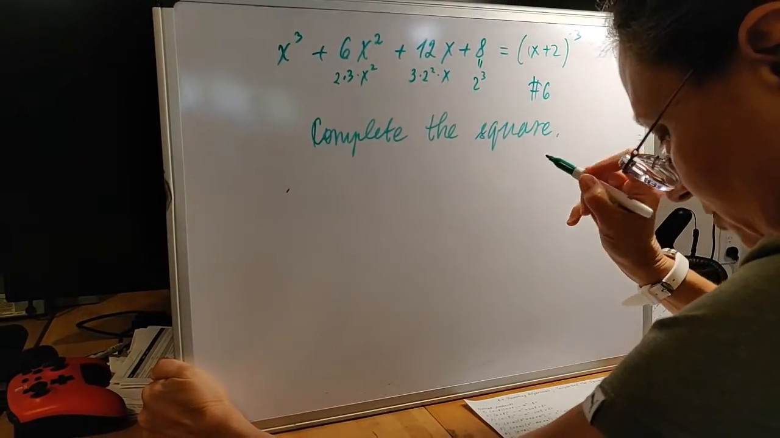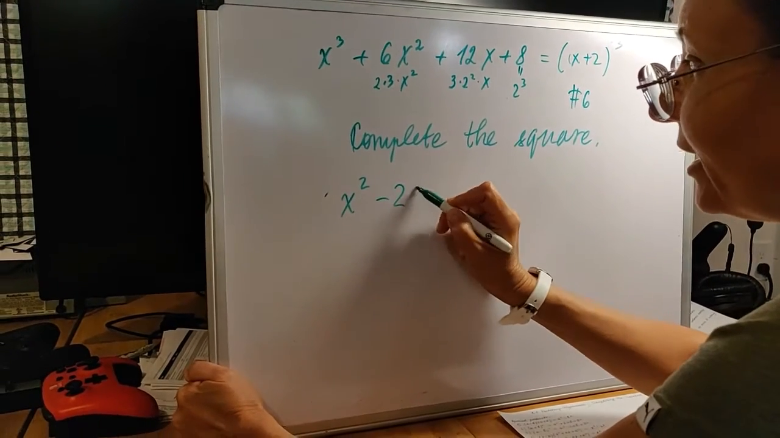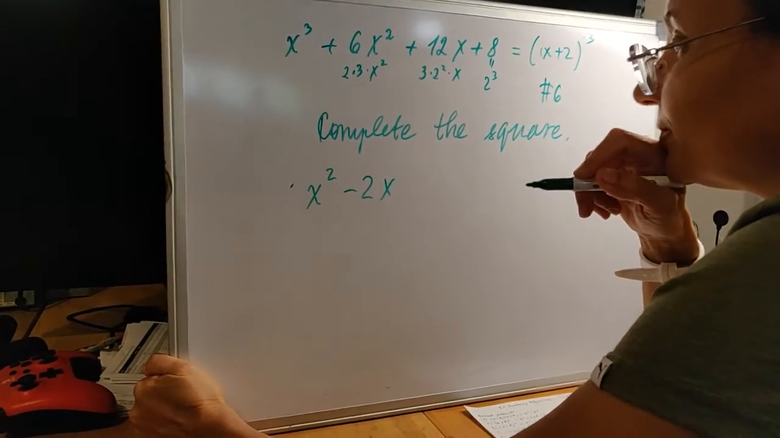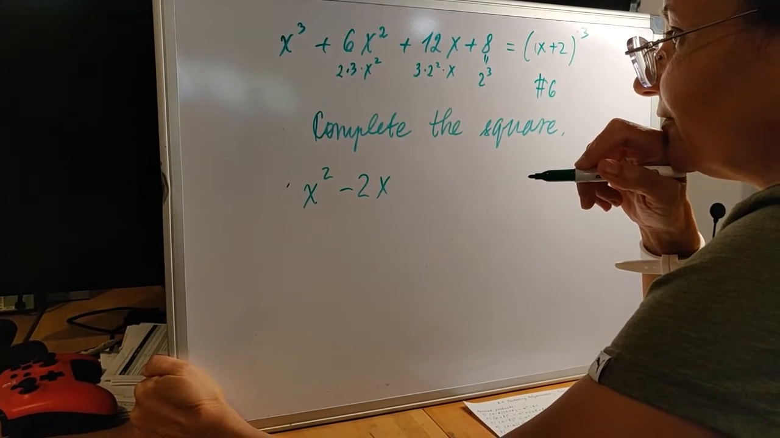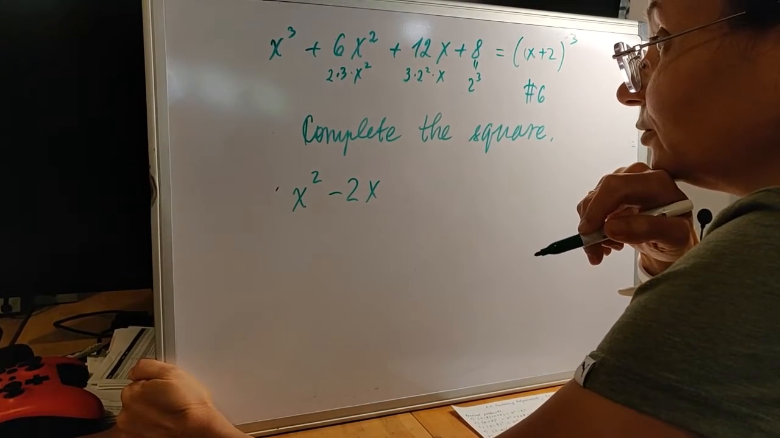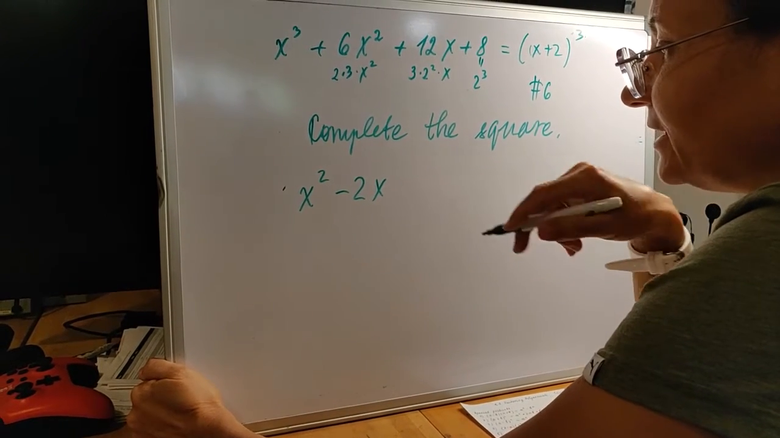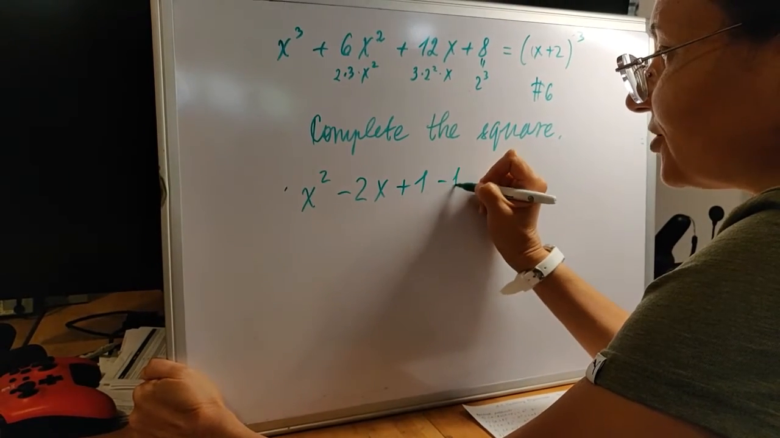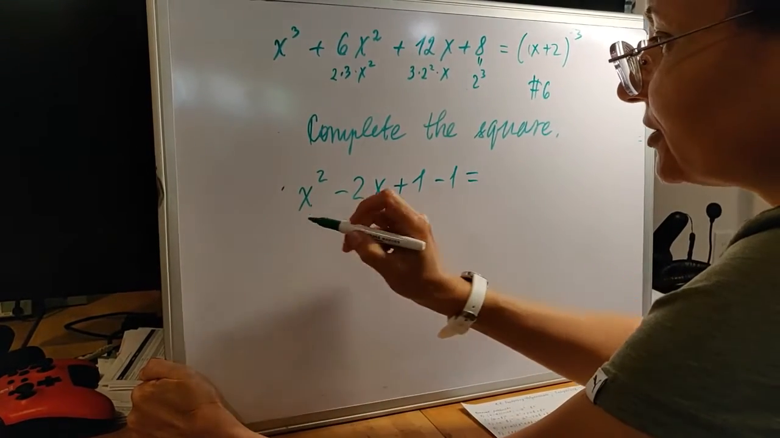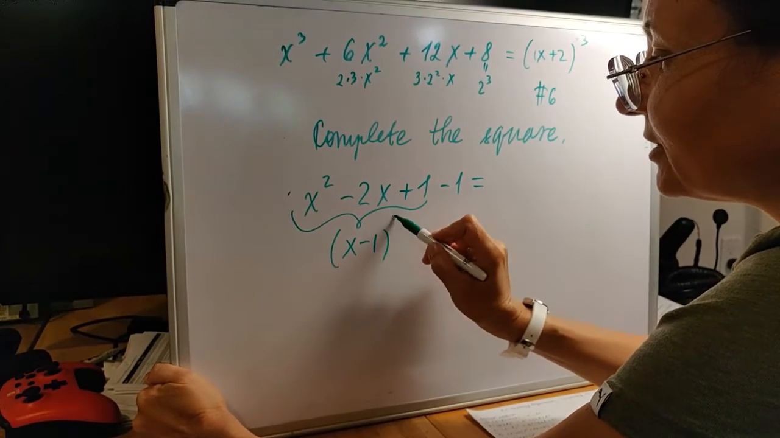Complete the square. So, for example, you have the expression x squared minus 2x, and somebody wants you to complete the square here. It means that you actually want to have a trinomial instead of a binomial, which rolls into a perfect square. Well, if you add 1 over here and subtract 1 to not change this expression, this trinomial is going to make a perfect square, x minus 1 squared.